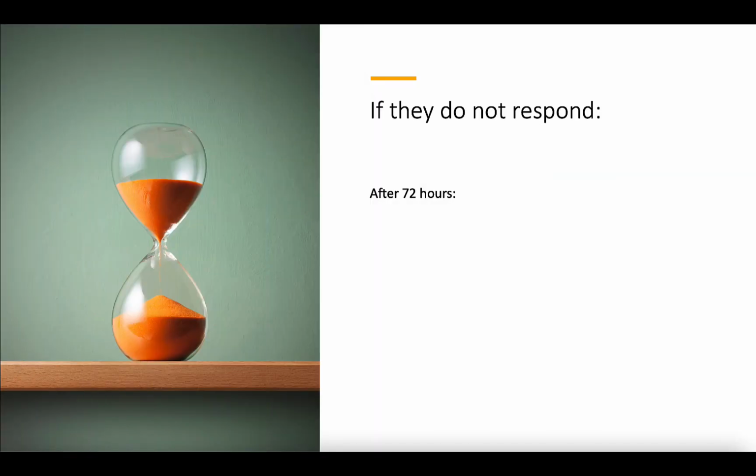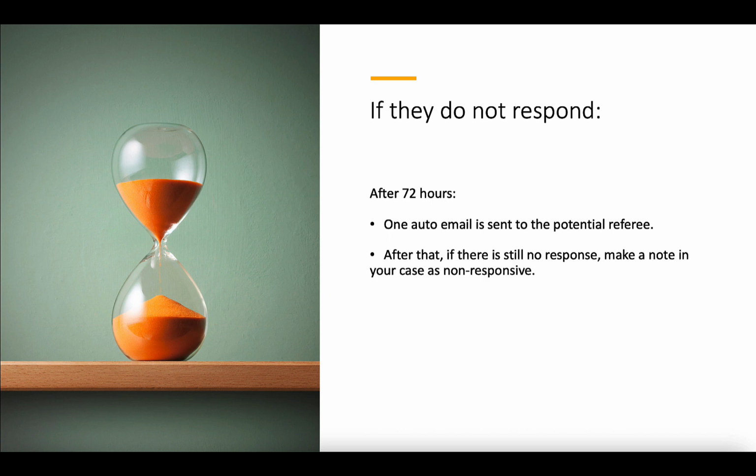If there's no response after 72 hours, one auto email is sent to the potential referee, asking them to confirm one way or the other. If there's still no response, make a note in ServiceNow in the notes column as unresponsive. Don't delete any of the instances yet, as you will need to record who has been solicited and who has not. However, these potential referees do not get included on the referee ID.